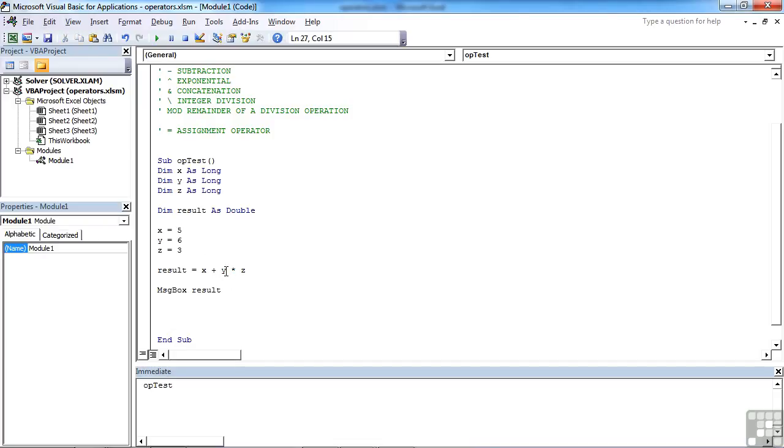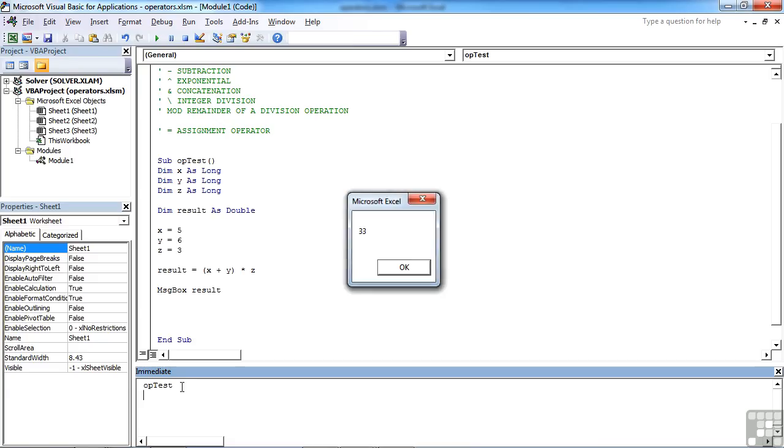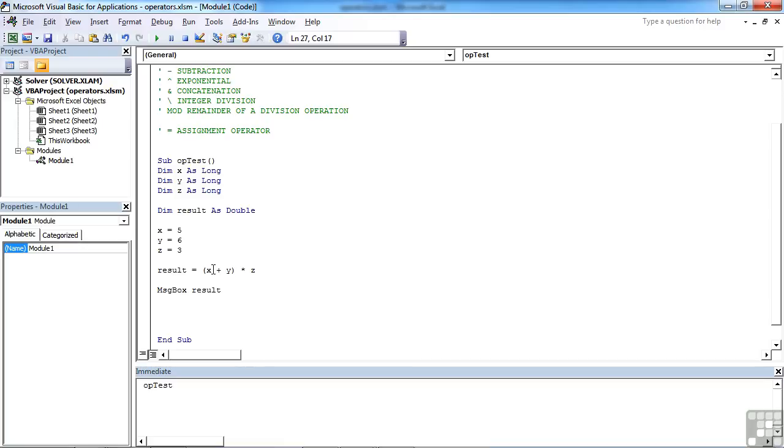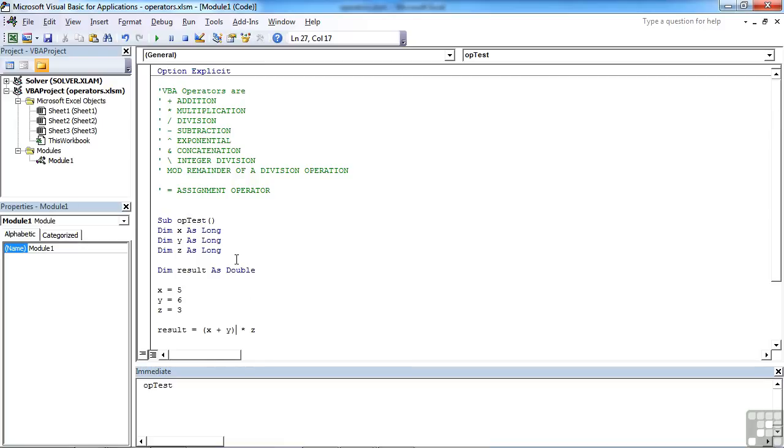If you want the formula to work in the order you expect it to or would like it to, then you need to start introducing brackets. So if I were to put brackets around x plus y, then it would carry out the x plus y first, then do the times 3. So we've got x plus y is 11 times 3 is 33. The result will now be 33. So when you start to combine these together, you need to think about the order that you're using them.